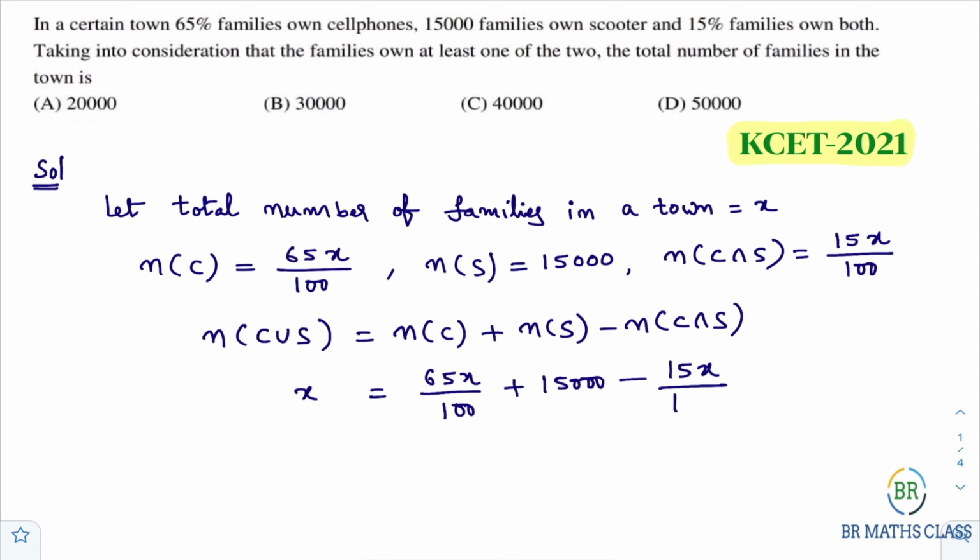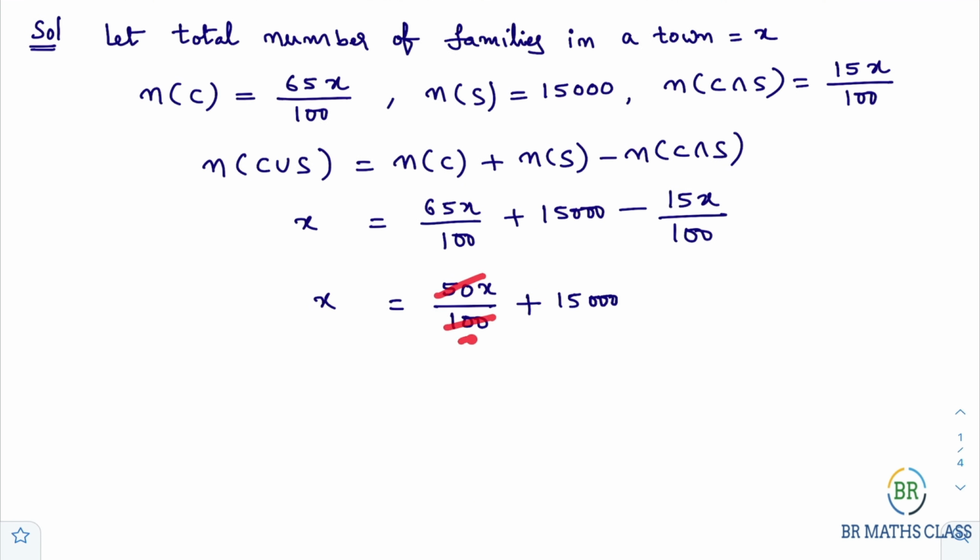Now actually what do I want to calculate from this? I want to calculate the X value. So I'll simplify this to get the X value. Here X equal to, you can observe here, first I'll simplify these two. You can see here 100 is there, here 100 is there. So LCM is 100. In the numerator 65X minus 15X, that is 50X by 100. So this is 50X divided by 100 plus 15,000. You observe here 50 in this 100, it cancels 2 times. So what you will get here? Here you will get that X equal to X divided by 2 plus 15,000.